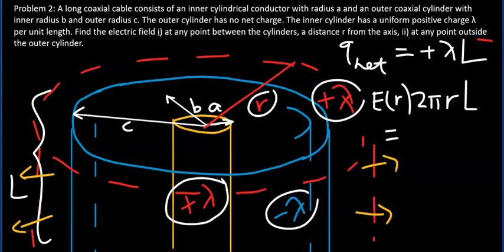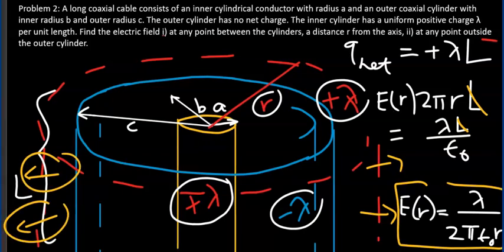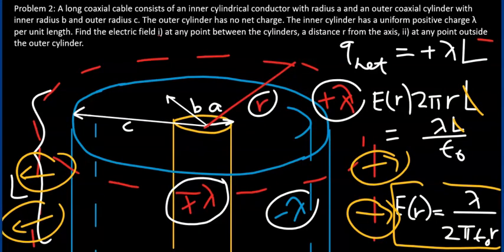And according to Gauss's law, this electric flux must be the same as the net charge, which is plus lambda times L over epsilon naught. So you see again, the length cancels, and you can solve for the electric field. It's going to be lambda over 2 pi epsilon naught r. And of course the direction of the field, as indicated here, is in an outward direction. And that solves the problem.